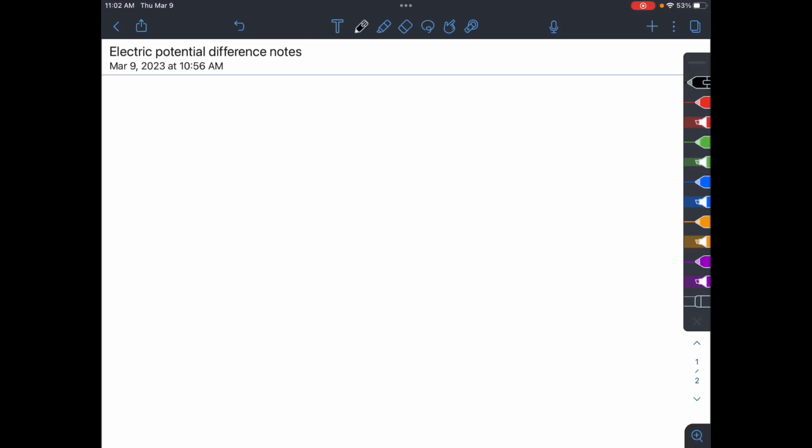Welcome to the first set of notes for the circuits unit. These notes are on electrical potential difference, and there's a few things that we're going to talk about when it comes to electric potential difference, or EPD, as it is abbreviated to.